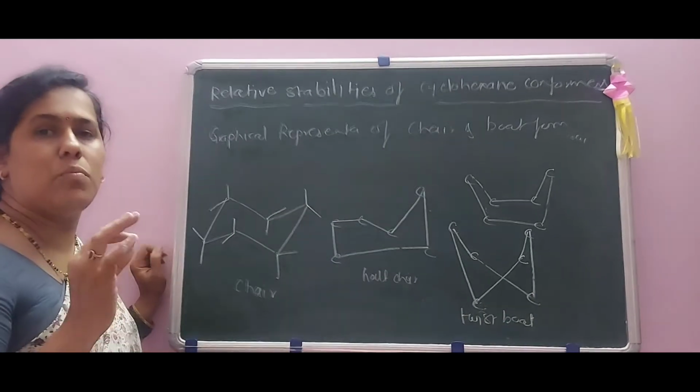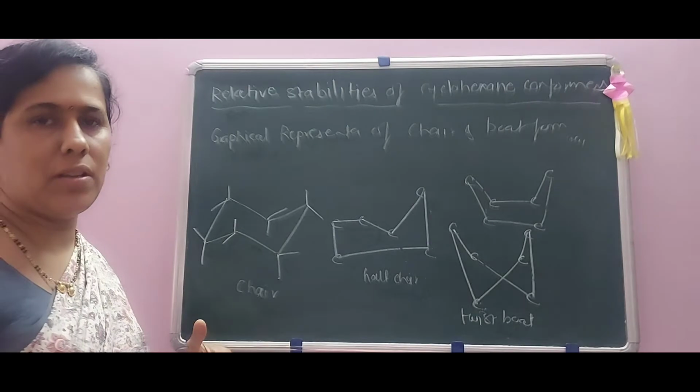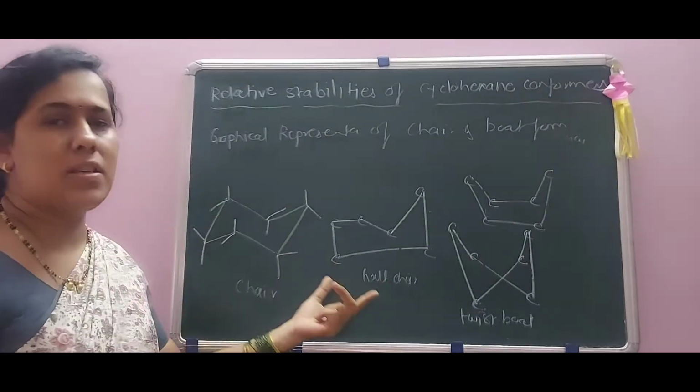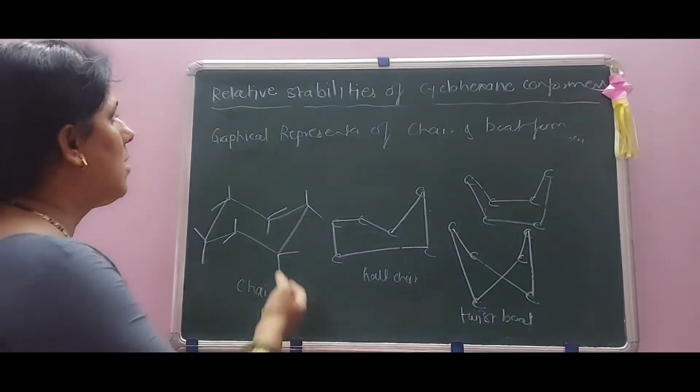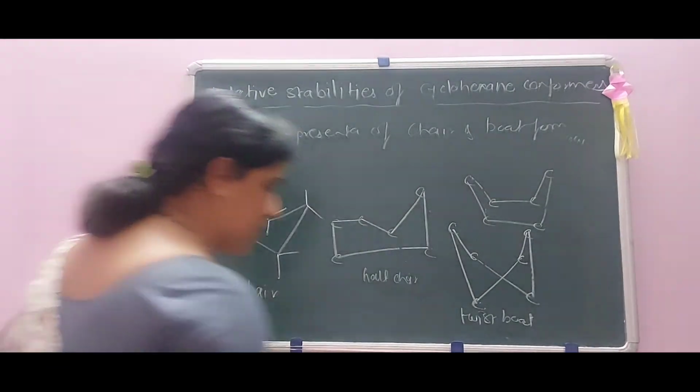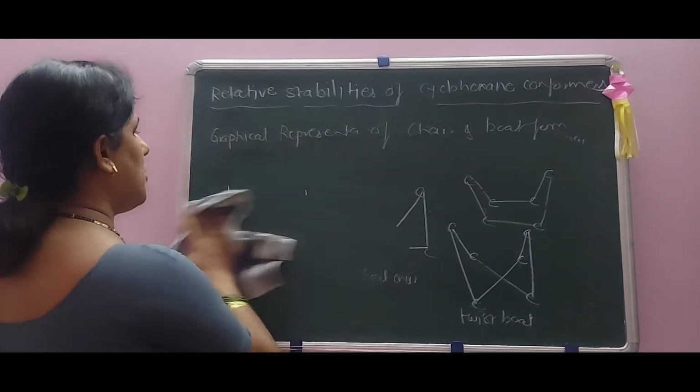Now, according to the potential energy, which form is more stable, which is the lower energy form? We can see with the help of a graphical representation here. See the representation.